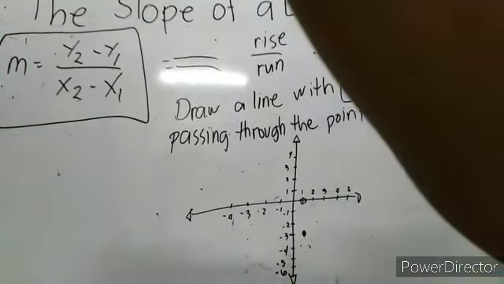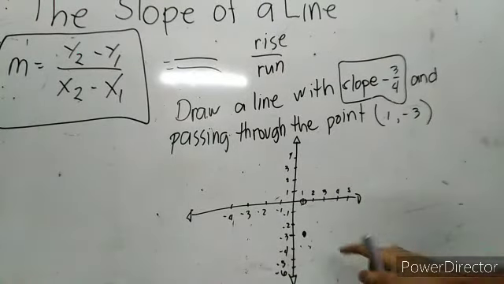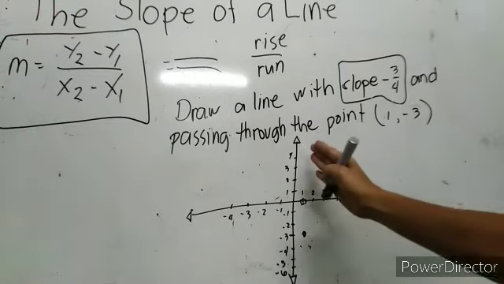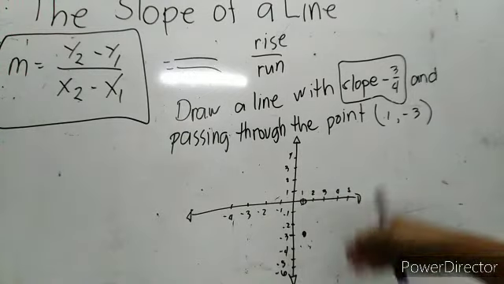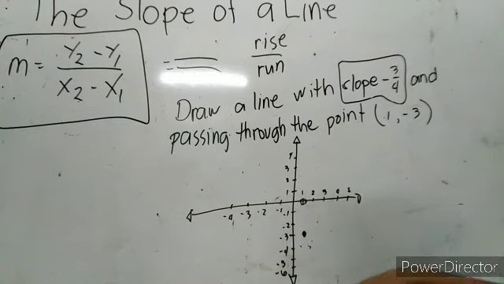Next, we have the slope negative 3 fourth, no? Since the slope is negative, instead of going up, we go down. So we move down.